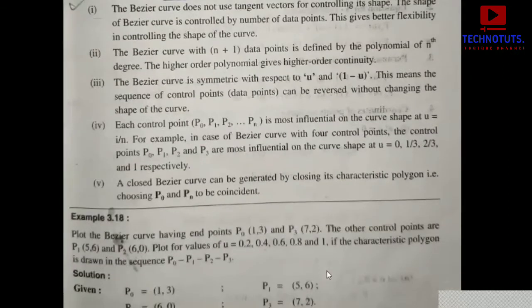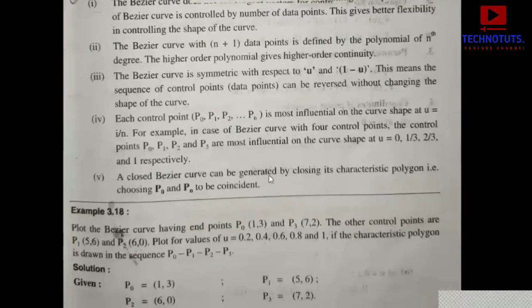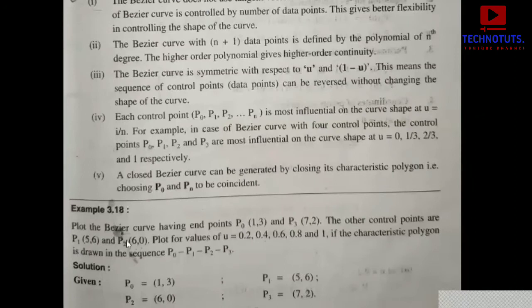A closed Bezier curve can be generated by closing its characteristic polygon, that is, choosing P0 and Pn to be coincident. So these are the characteristics of the Bezier curve. Now let us take an example.